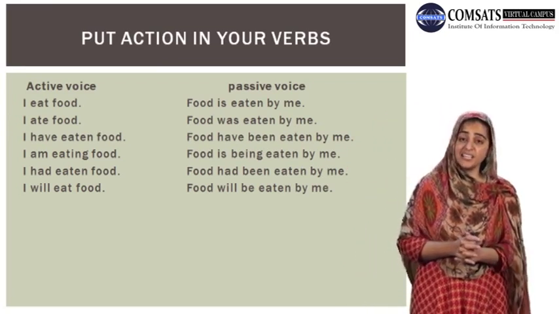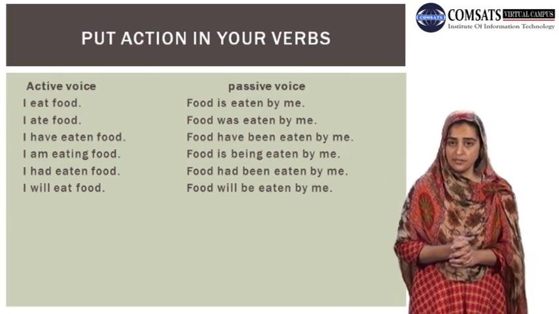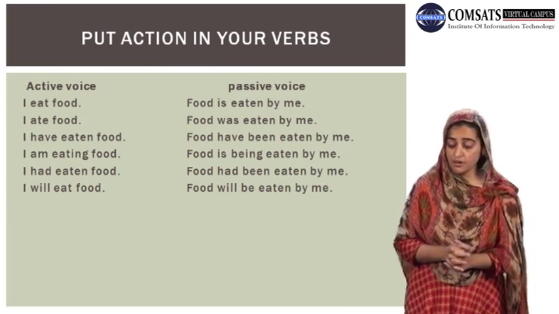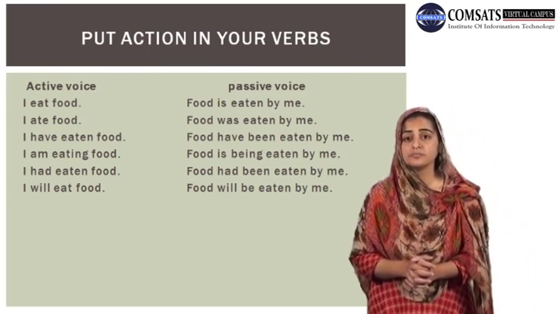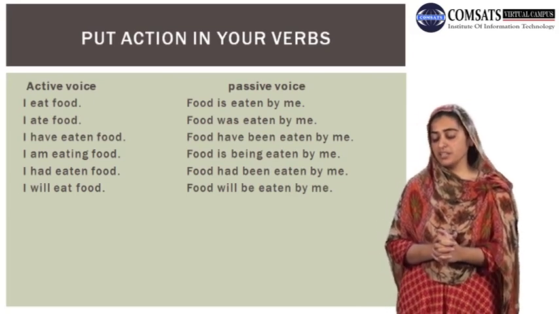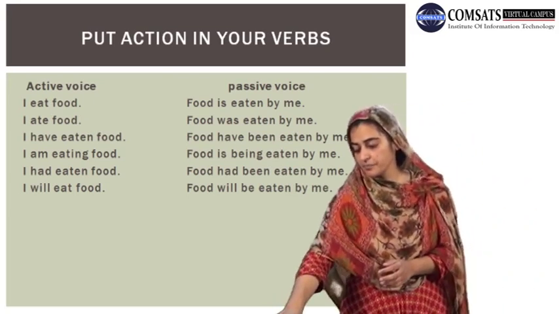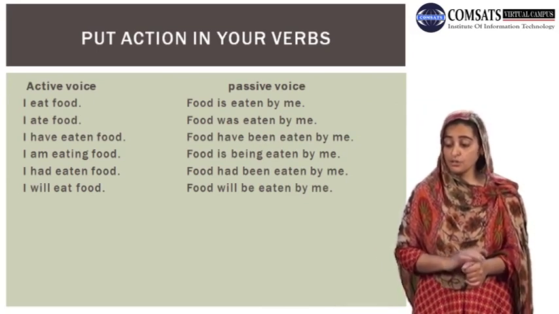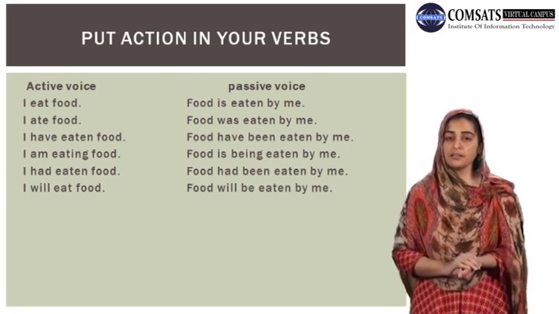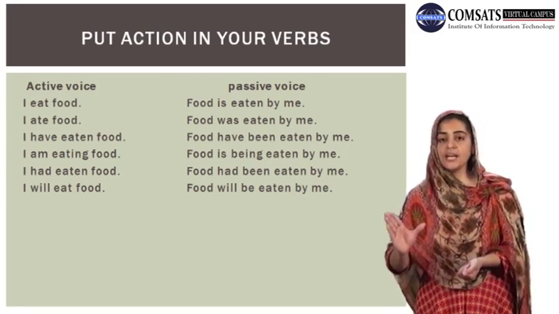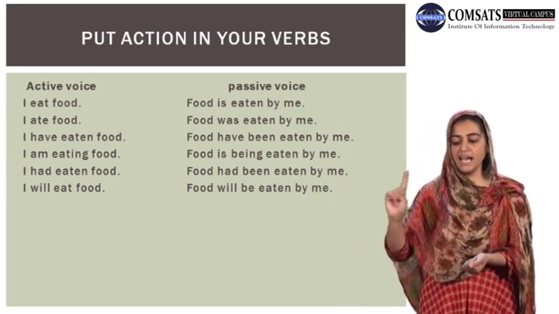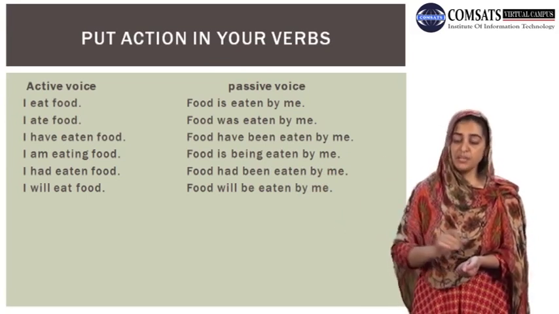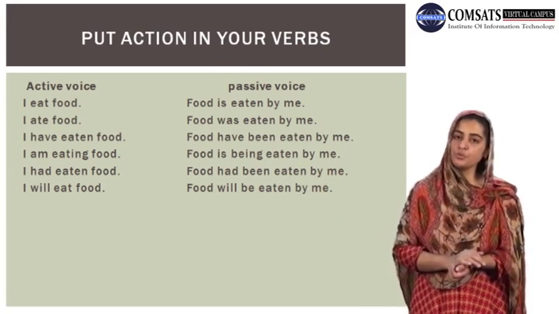One sentence says in active form, I eat food. Now the adjacent passive sentence for this active form is food is eaten by me. Just have a close look, dear students, on the slide. Then I ate food. The passive form is food was eaten by me. I have eaten food. Food has been eaten by me. I am eating food. Food is being eaten by me. I had eaten food. Food had been eaten by me. I will eat food. Food will be eaten by me.